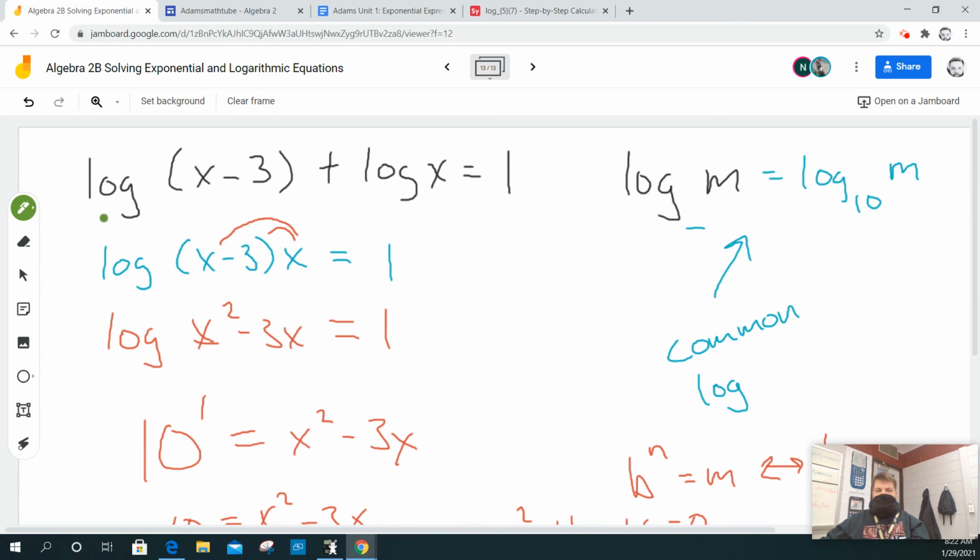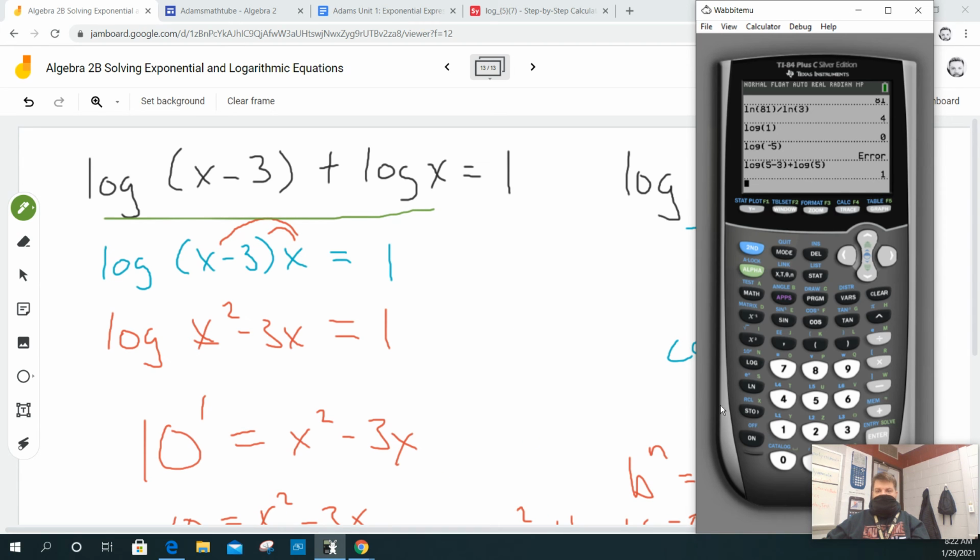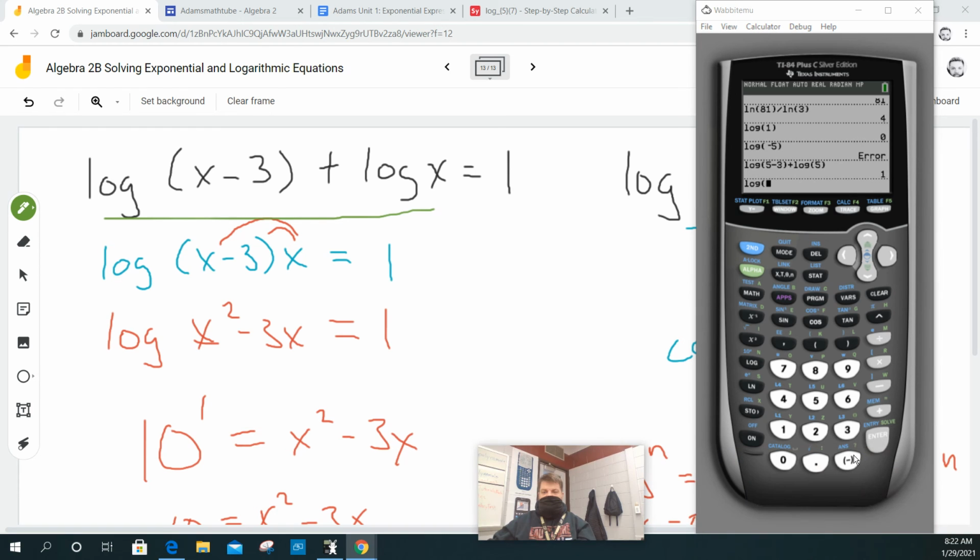So now I'm going to do the same thing. I'm just going to plug this in the calculator and see if it equals 1. So for the next line, I'm going to say log. The second option was negative 2 minus 3 plus the log of negative 2. Now I already know before I hit enter, I'm going to get an error. The reason I'm going to get an error is because I can't take the log of a negative number. Okay, so let's take a look at this. Got an error. Now here's why.